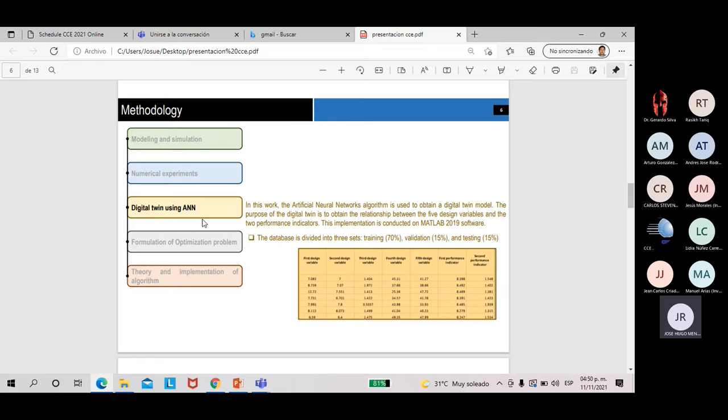Digital twin using ANN. To generate a digital twin model, the artificial neural network algorithm was used. The database is divided into three sets: training, validation, and testing. The results showed that the objective functions obtained are consistent and satisfactory, relating the five design variables with the performance indicators.